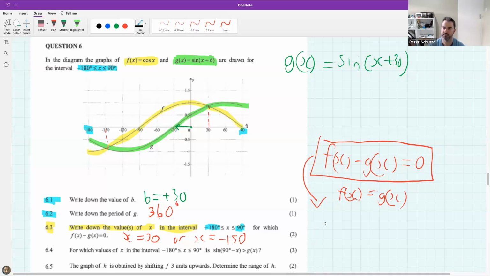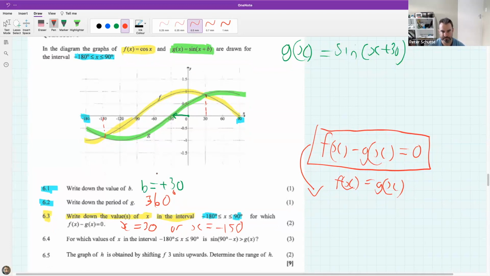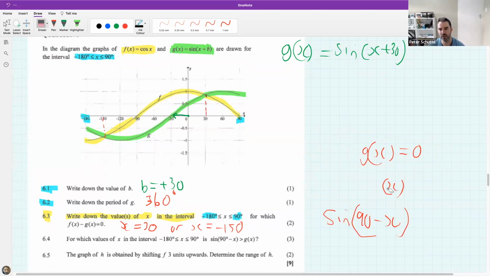Okay, awesome. Now we're really getting into the tougher ones. The next part says, for which values of x in the interval is the sine of 90 minus x greater than g of x? Now, this sine of 90 minus x seems pretty random. Is there a way of rewriting the sine of 90 minus x that possibly makes life easier? What do you know about trig and sine of 90 minus x? How could you rewrite that? It feels like it's been dressed up to make it appear more difficult than it really is.